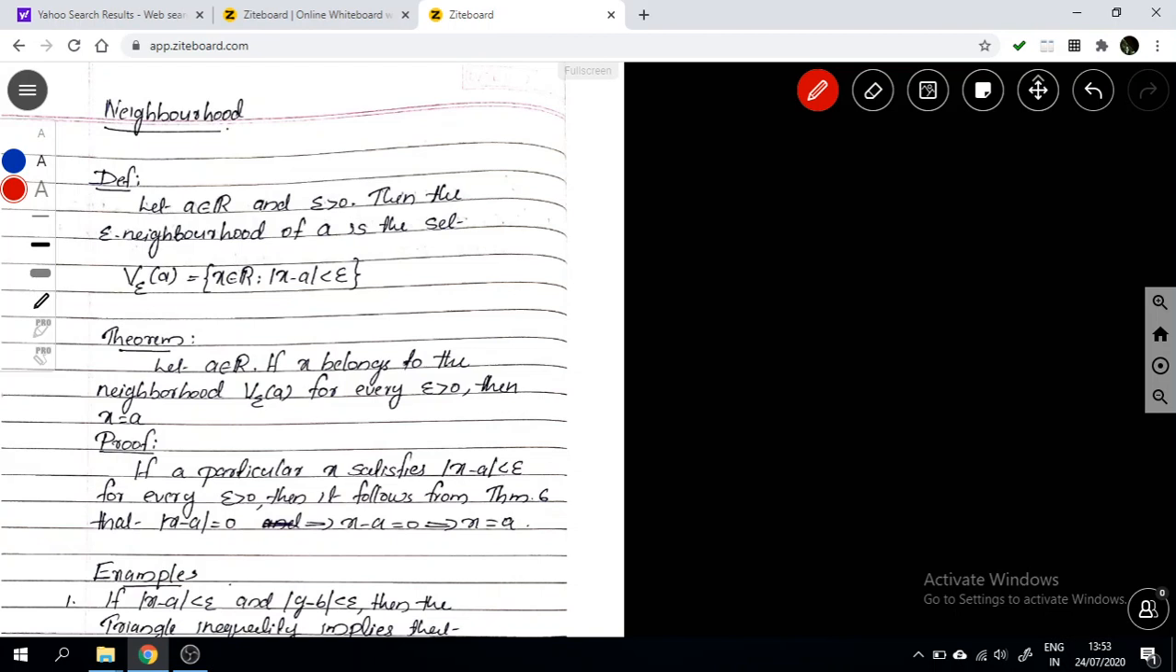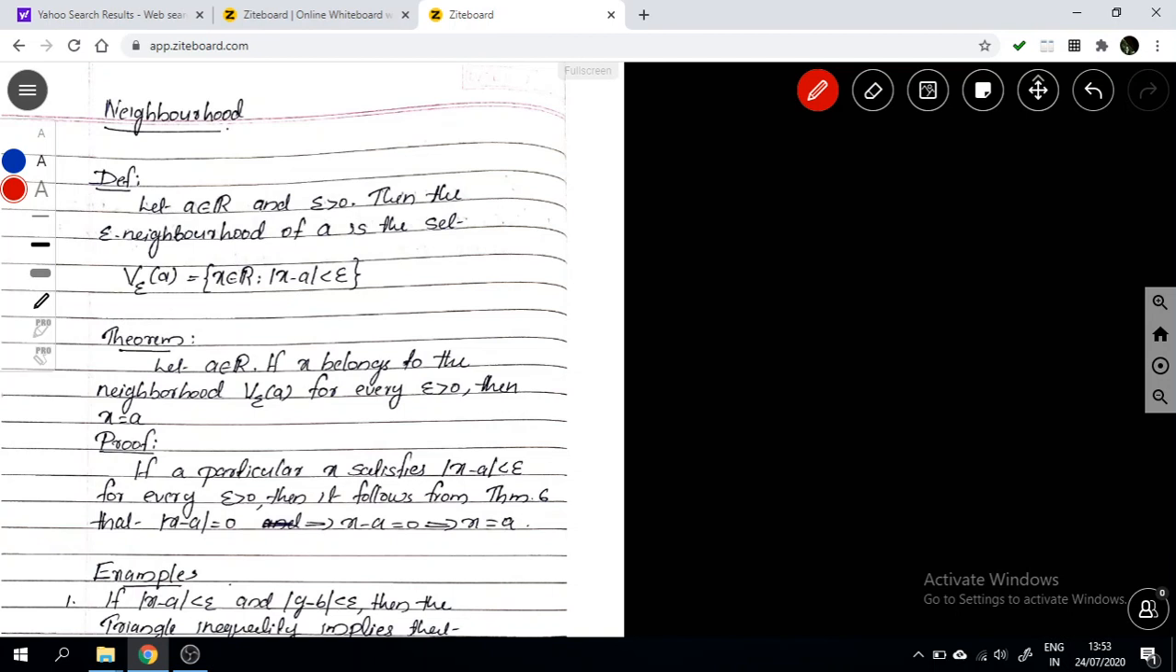Hello everyone. Now we will discuss neighborhood of a real number. To understand the terminology, consider the neighborhood you live in. It is roughly defined as the location that is close by. A neighborhood of a real number x is treated in the same way. It is the set of real numbers that are close to x.